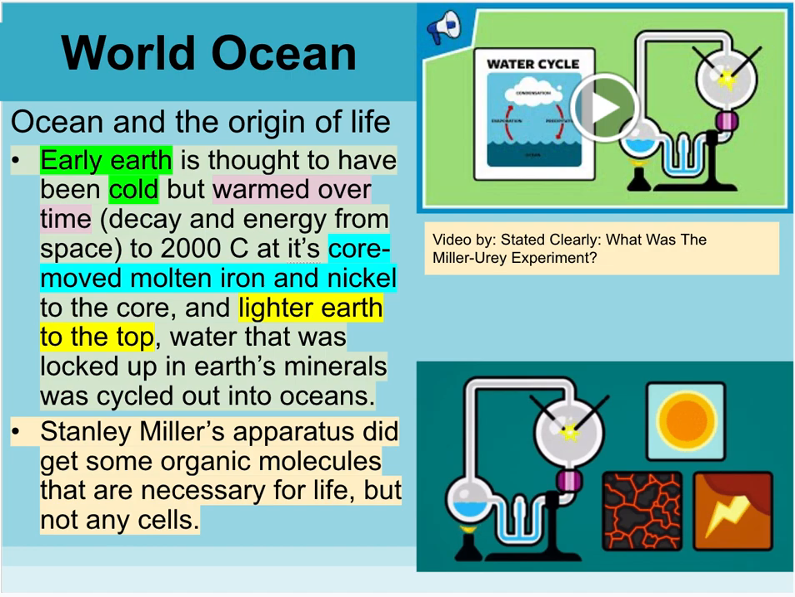So early Earth was cooled and then warmed over time, and its core moved molten iron and nickel into the very center of the Earth, because it was the heaviest and most dense. Then lighter things came to the top of the Earth over time.